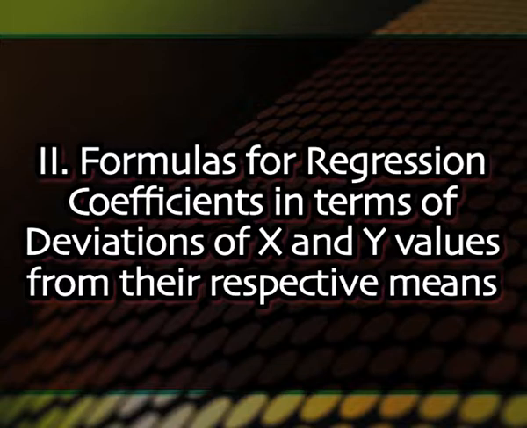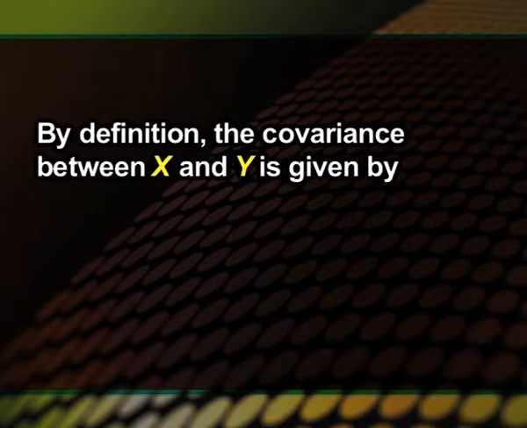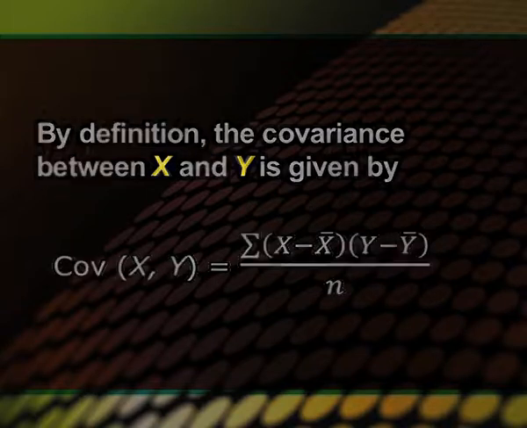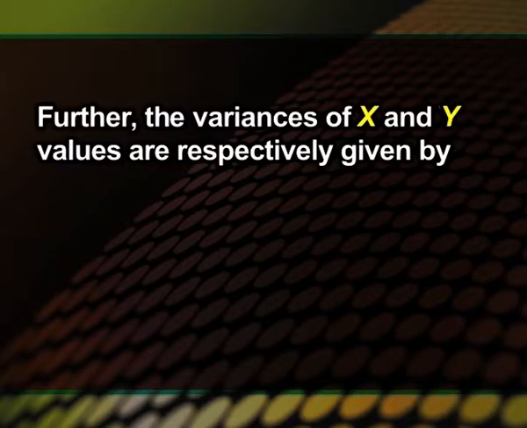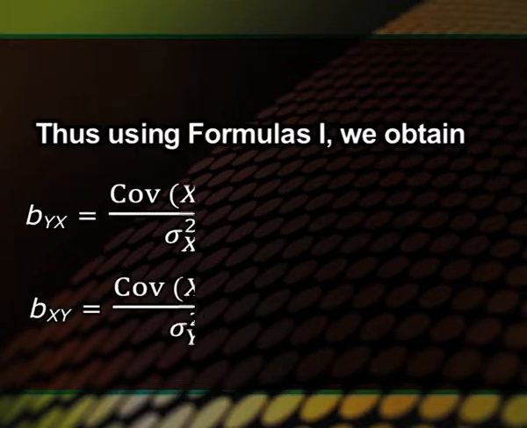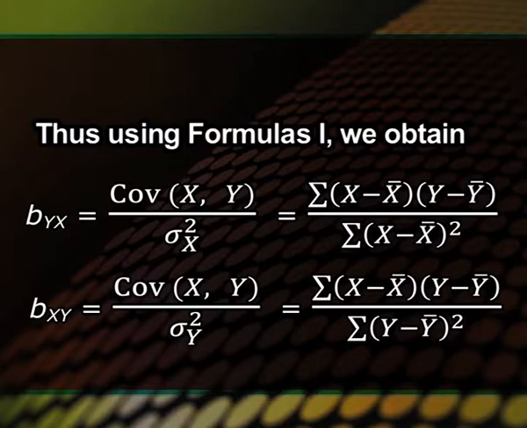Next one, formula for regression coefficient in terms of deviation of x and y values from their respective means. By definition, the covariance between x and y is given by covariance of xy is equal to sigma x minus x bar times y minus y bar, the whole thing divided by n. Further, the variances of x and y values are respectively given by sigma x square equals sigma x minus x bar the whole square by n, and sigma y square is given as sigma y minus y bar the whole square by n.